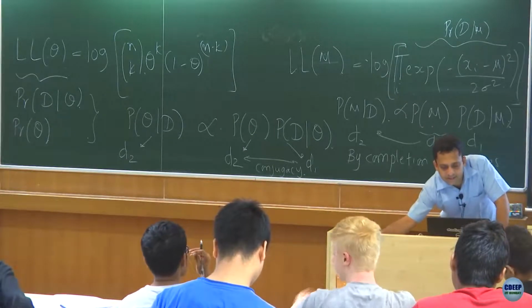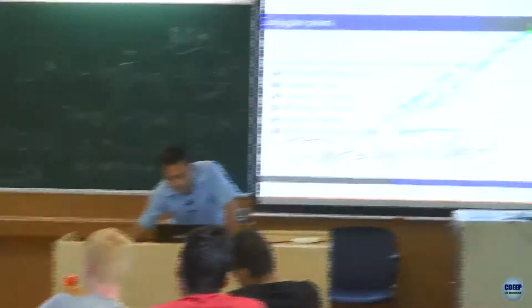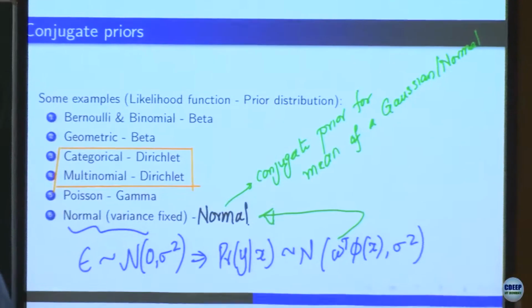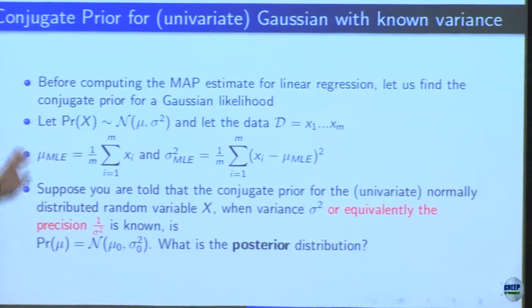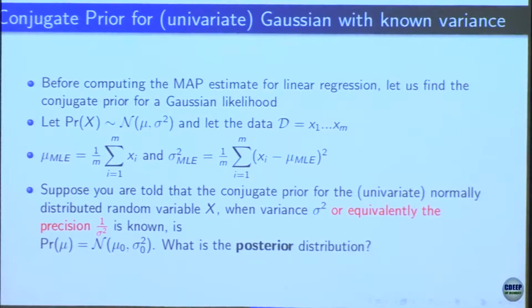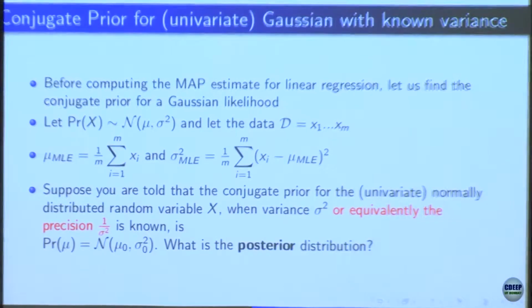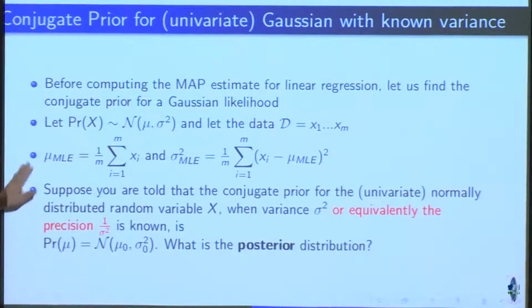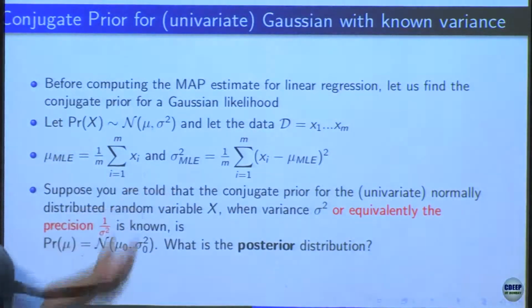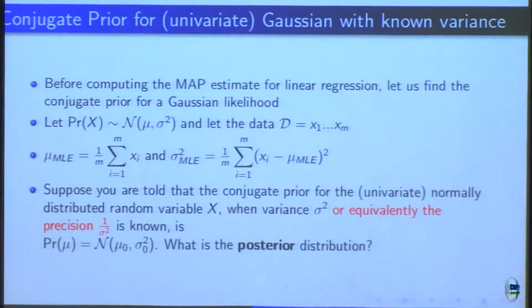Okay, so the answer indeed is normal, and I'm going to quickly illustrate this. Okay, so the answer, as I said, is normal. So there is a summary of what we are trying to say. Before computing the MAP estimate for linear regression, let us find the conjugate prior for Gaussian likelihood. Let probability of x be normal. So before jumping to linear regression, I am taking a simple Gaussian case. Okay. So I know that the maximum likelihood estimate is simply the average of the measurements, the observations, and sigma square MLE, maximum likelihood estimate, is just again the intuitive empirical variance.